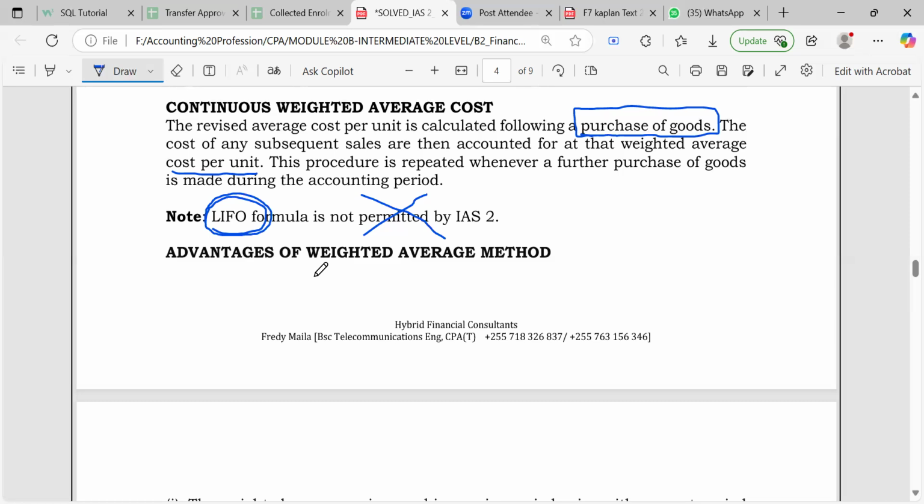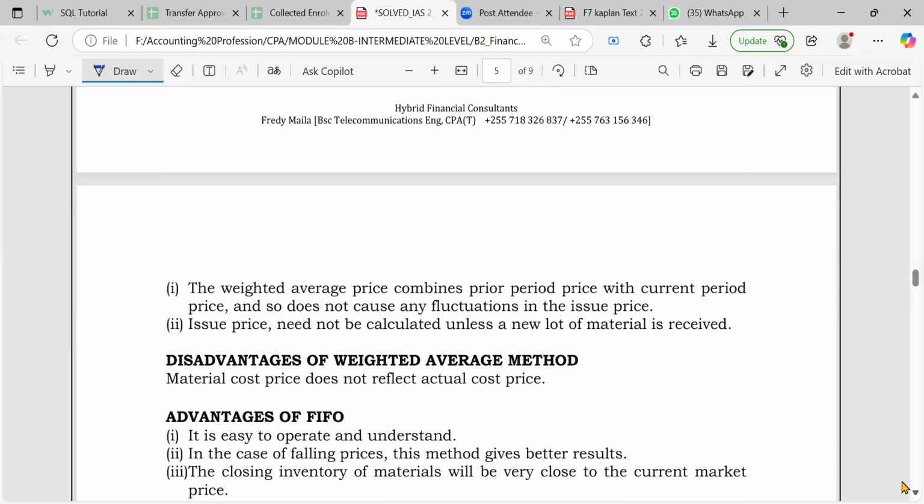Okay, how do we gain from the weighted average method now? What can you say you can gain from the weighted average method?